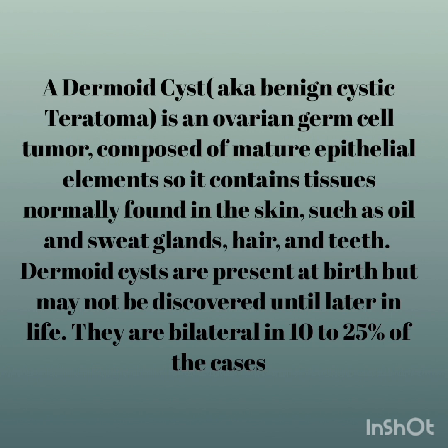A dermoid cyst, also known as the benign cystic teratoma, is an ovarian germ cell tumor composed of mature epithelial elements. So it contains tissues normally found in the skin such as oil, sweat glands, hair and teeth. A dermoid cyst is present at birth but may not be discovered until later in life. They are bilateral in 10 to 25% of the cases.